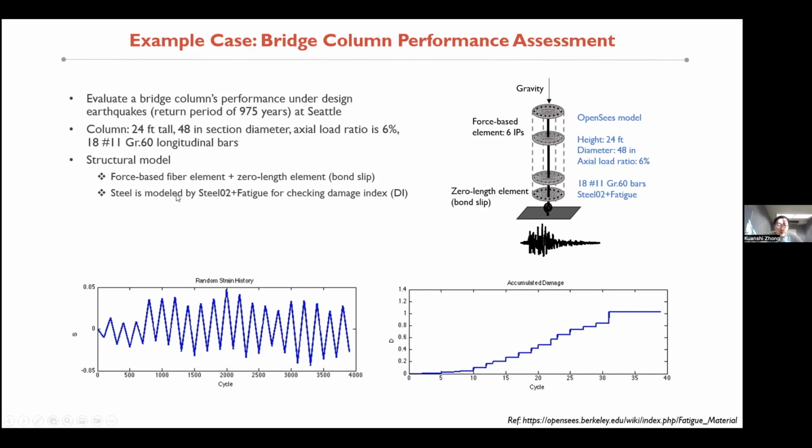And for the steel, it is modeled by Steel02, one of the hysteretic models of the steel material in OpenSees, with the fatigue material. For the fatigue material, it basically will calculate the damage index given a strain history, and when the damage index reaches 1.0, that indicates that the steel will get a fatigue failure, and the material will be broken in the analysis to reduce the stiffness and the strength of the column. And our responses of interest are the peak column drift ratio and the maximum fatigue damage index of individual bars.